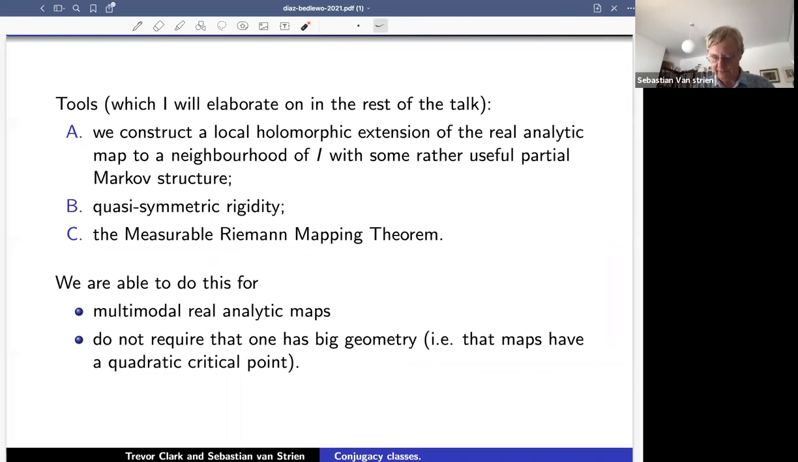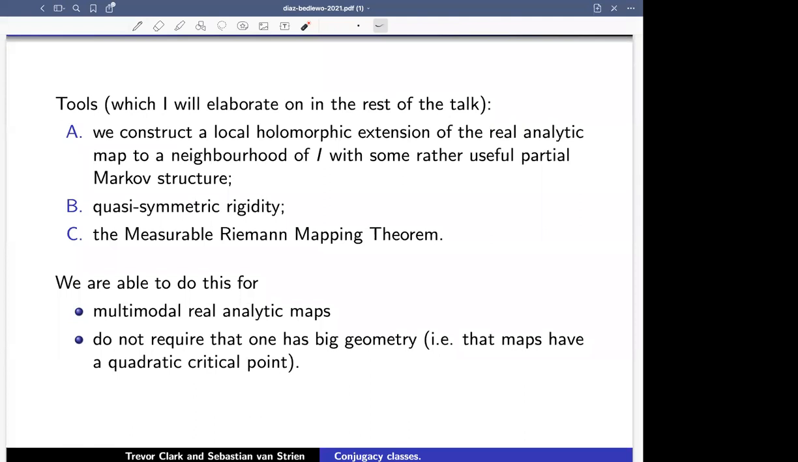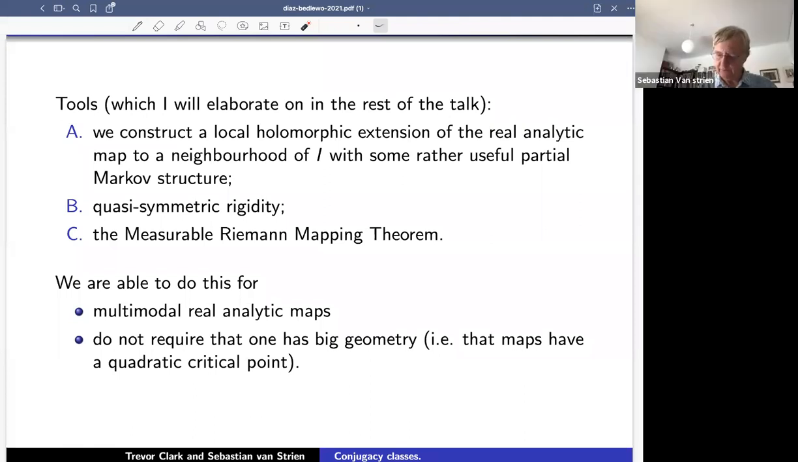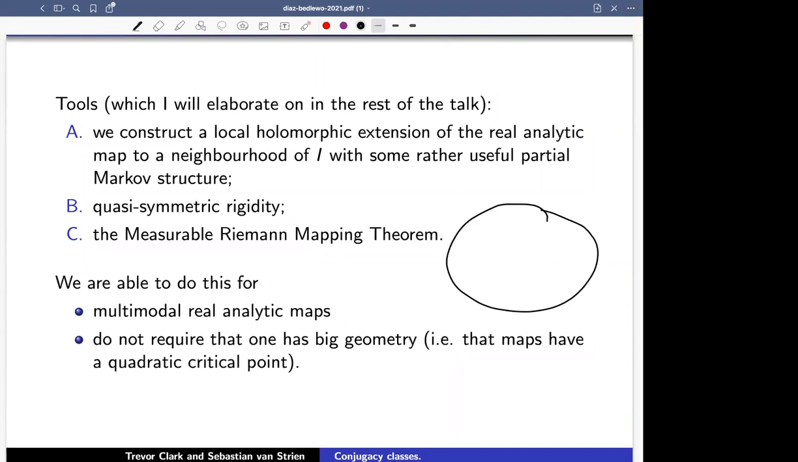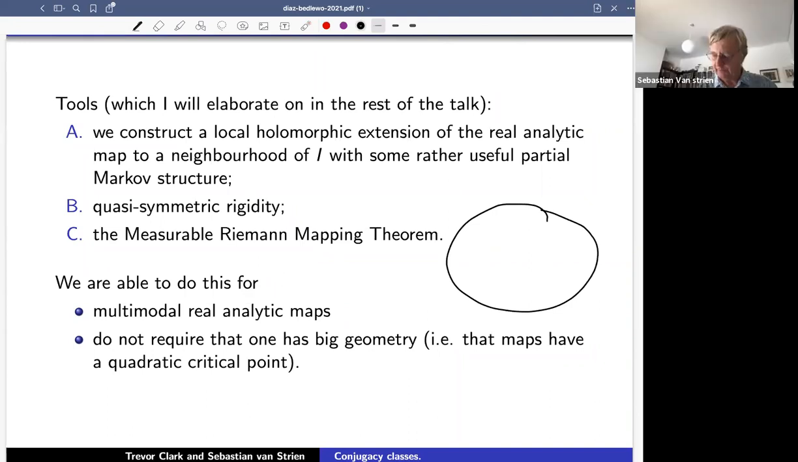Can you say a little bit more what big geometry is? Well, essentially, it means something like the following, that you have some puzzle pieces. And what I really mean by this is that you have some kind of domains, and you look at first return domains. So you have a first return map to some kind of set P. And now you look at the first return map to P.